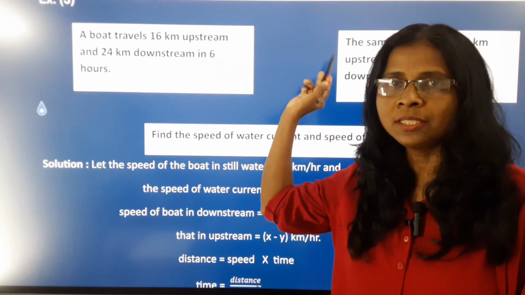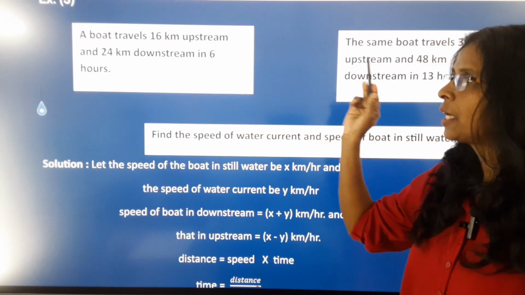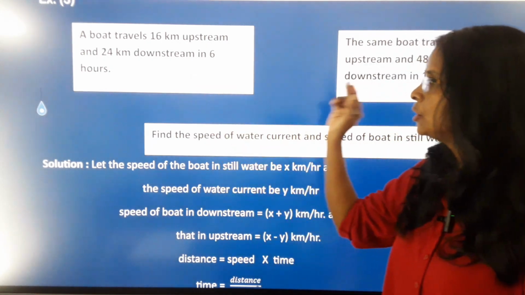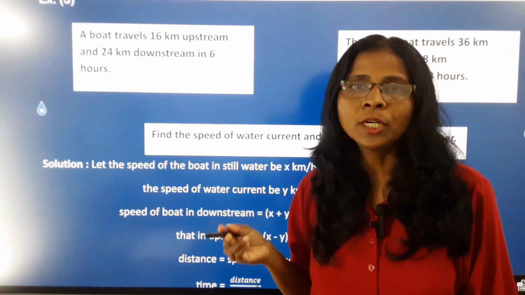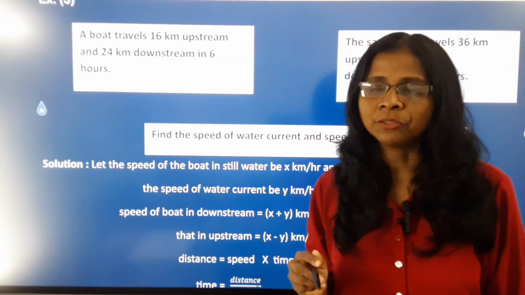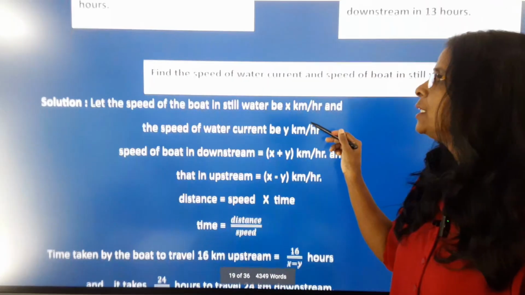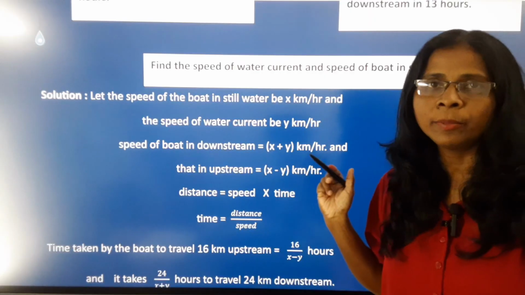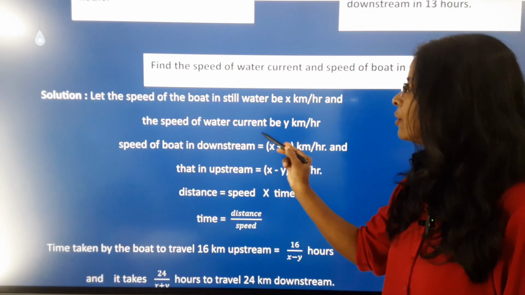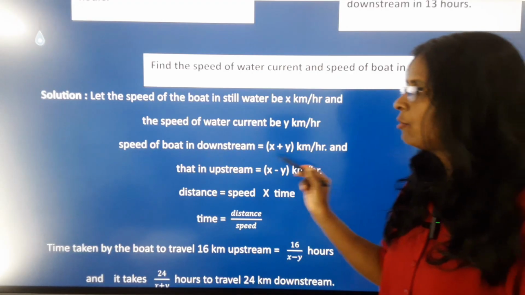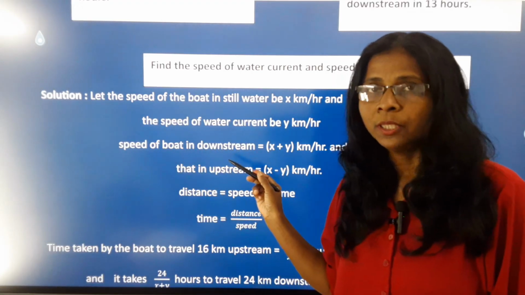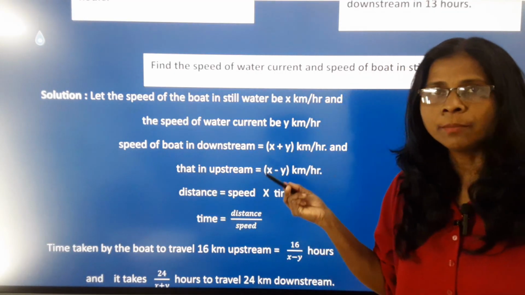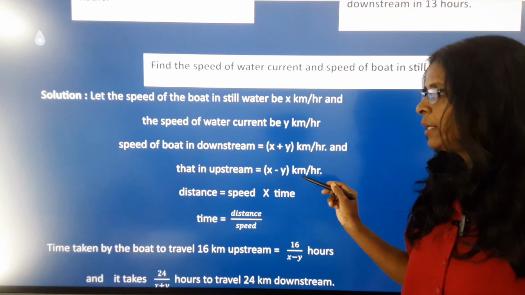Now in these two boxes, there is the given information, and this information means the two conditions. So this is the first condition, this is the second condition, and from these two conditions we form the equations first. So we have to calculate the speed of the water current. So let the speed of the boat in still water be x km per hour and the speed of the water current be y km per hour. So now the speed of the boat in downstream will be x plus y km per hour, and the speed of the boat in upstream will be x minus y km per hour.